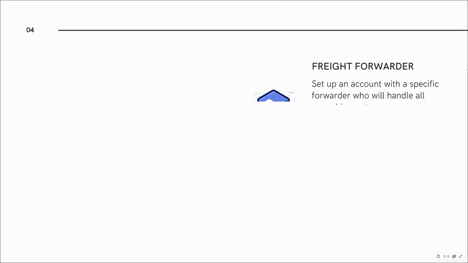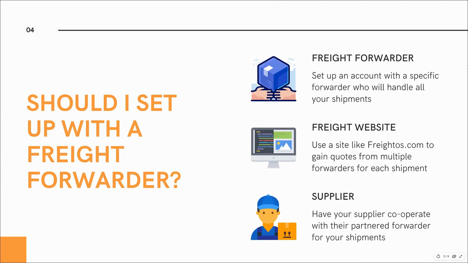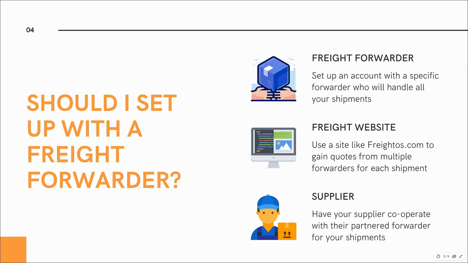So the next question is, should I set up with a freight forwarder? Well, here you have three options. Number one is you could set up with a specific freight forwarder. You actually set up a proper account with them, that one forwarder, and then that one freight forwarder handles all your shipments going forward in the future. You just contact them, put them in touch with the supplier if you haven't already made that connection with them, and then they handle all your shipments for you. You have one freight forwarder.